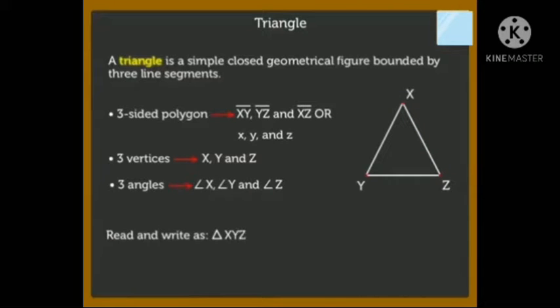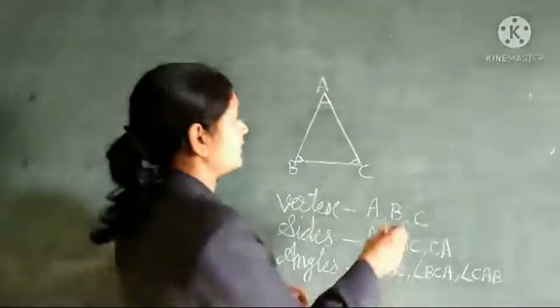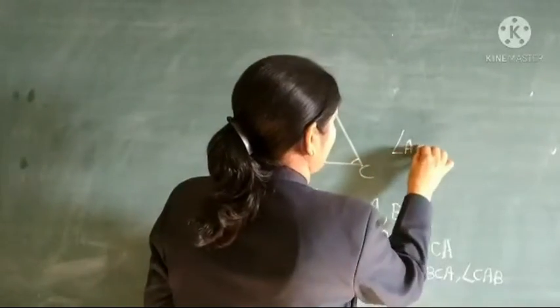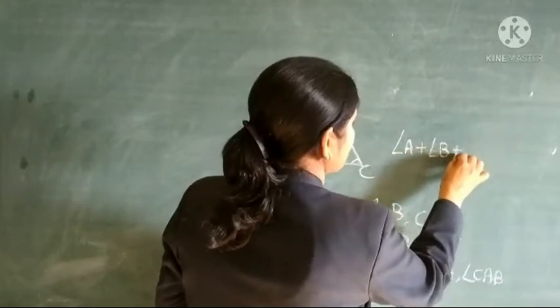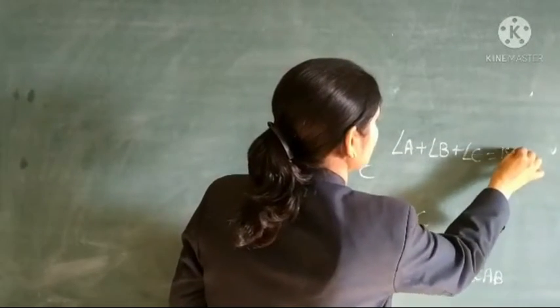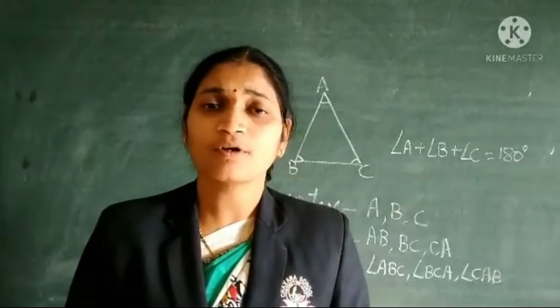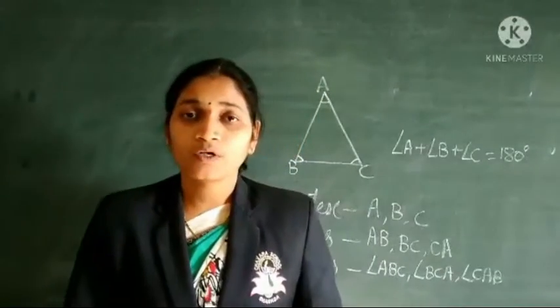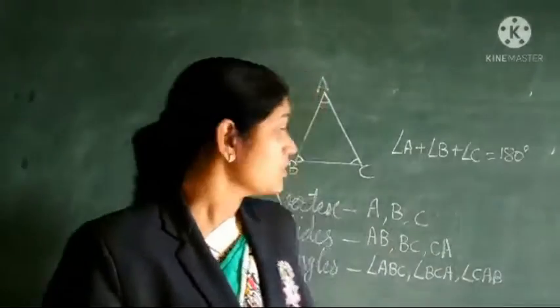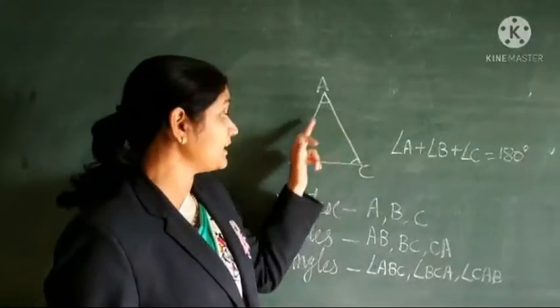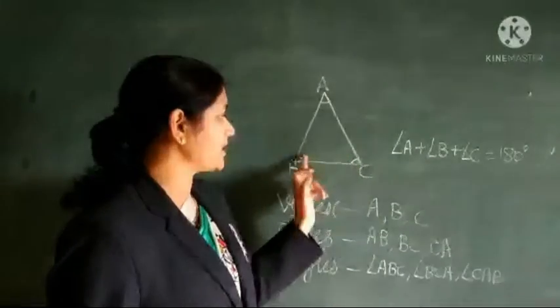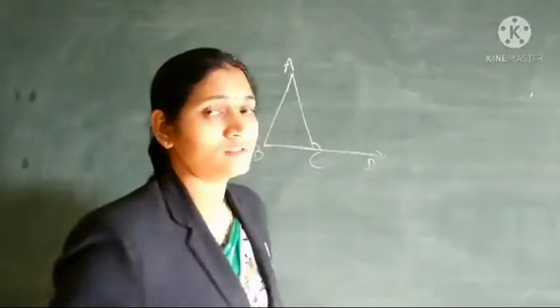We can read and write this triangle as triangle XYZ or triangle YZX or triangle ZXY. In a triangle, all three angles, angle A plus angle B plus angle C, is equal to 180 degrees. Always the sum of angles of a triangle is equal to 180. So these angles are called interior angles. Angle A, B, C are the interior angles.